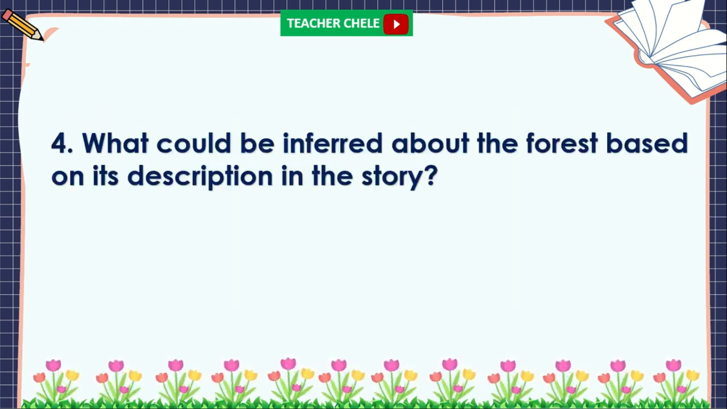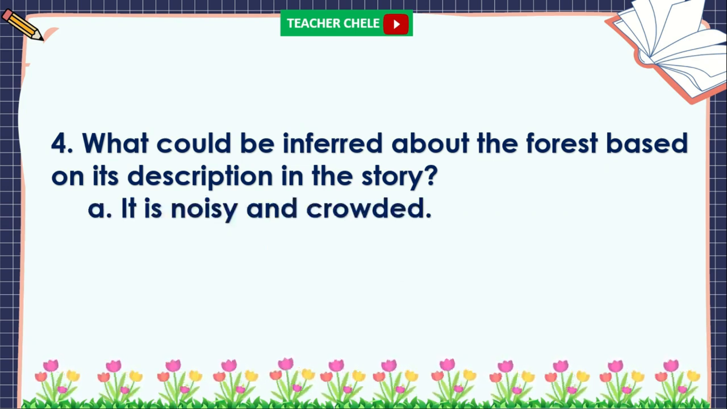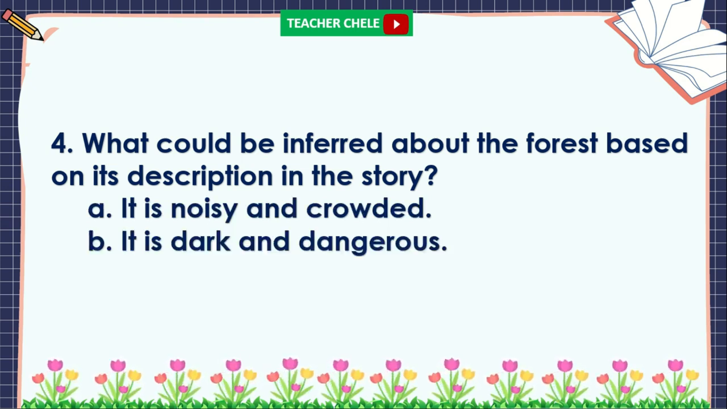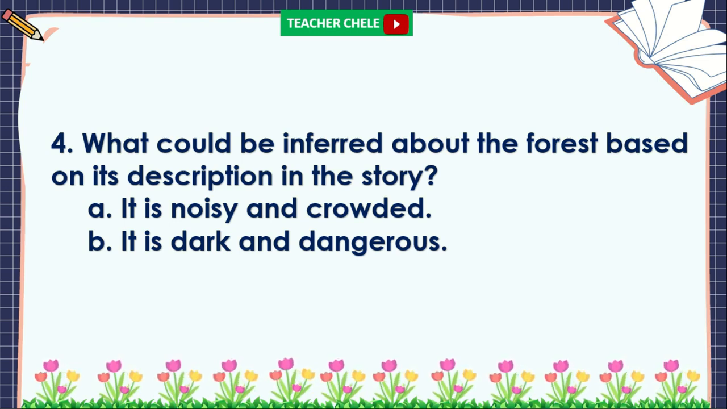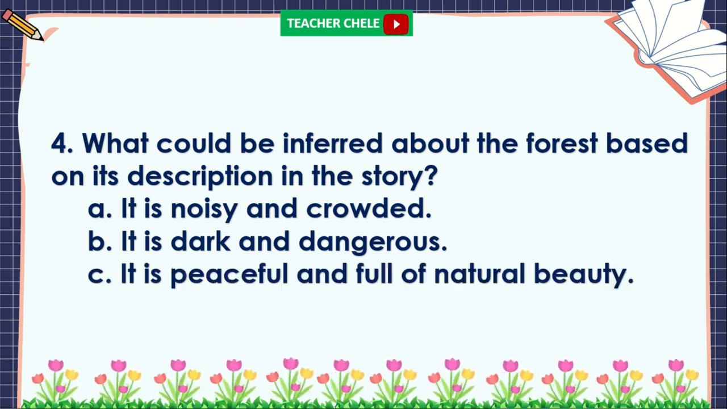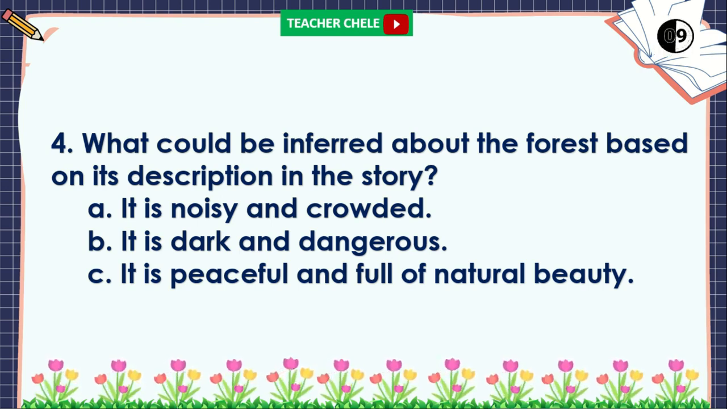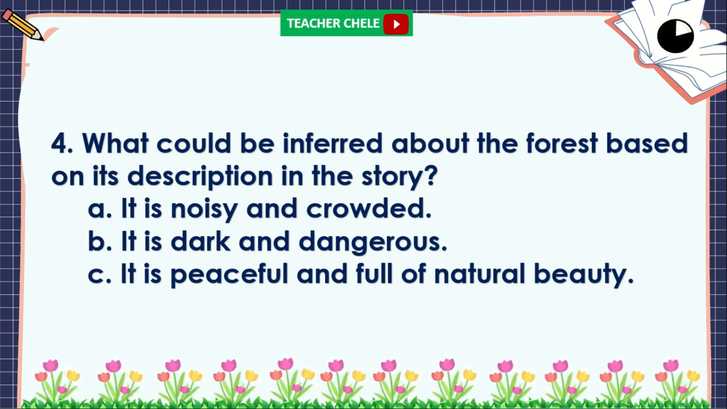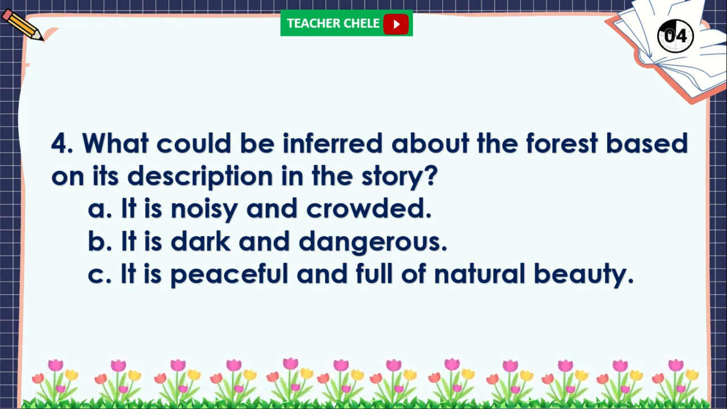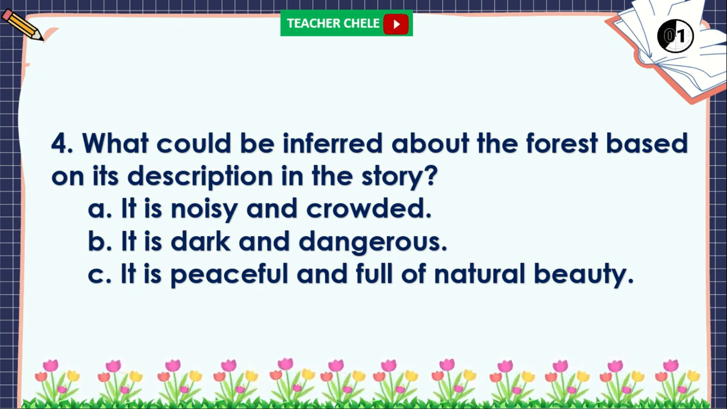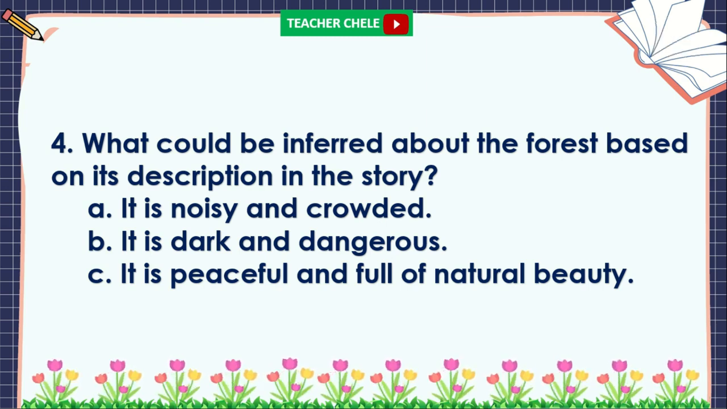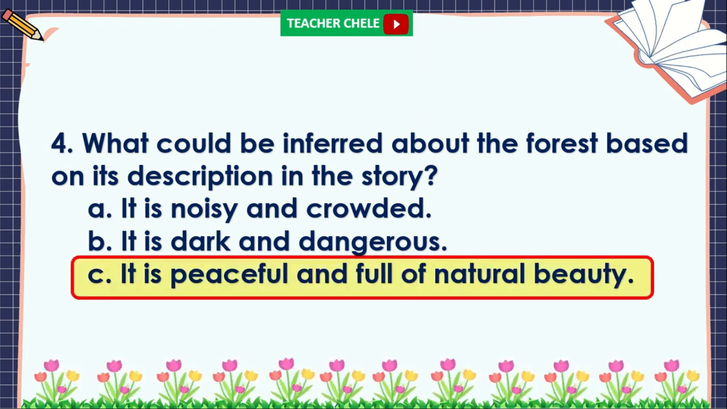Number 4. What could be inferred about the forest based on its description in the story? A. It is noisy and crowded. B. It is dark and dangerous. C. It is peaceful and full of natural beauty. You're right. The correct answer is letter C. It is peaceful and full of natural beauty.